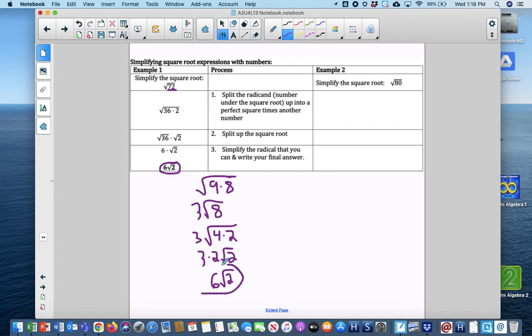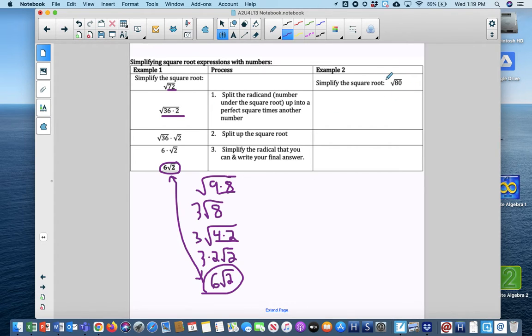Now, notice what I just circled here in purple is the same thing as what I got up here. However, this really took us breaking it down not once, but twice. Here we only had to break it down one time. So we're always going to look to take out the biggest perfect square when there's more than one.